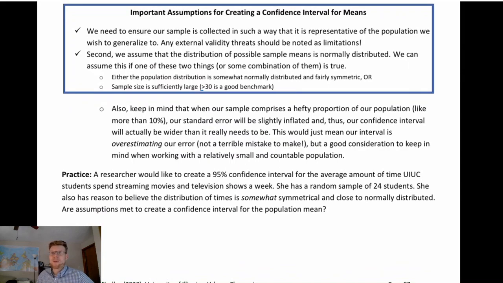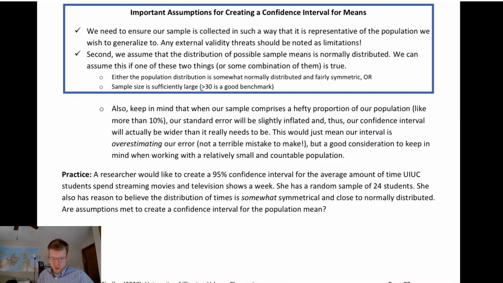Whenever our sample comprises a hefty proportion of the population itself, like more than, say, 10%, at least more than 5%, and certainly more than 10%, our standard error is going to slightly overestimate the true standard error, because these methods are assuming that we're sampling from an infinite population. The way that the standard error calculation works is it assumes that there's this infinite population and we're approximating how much variability we should have in our sample mean.